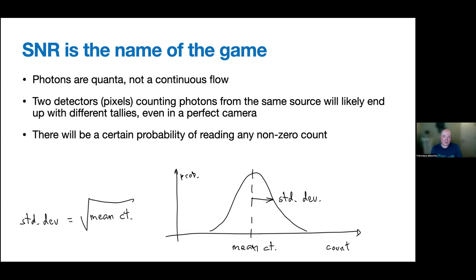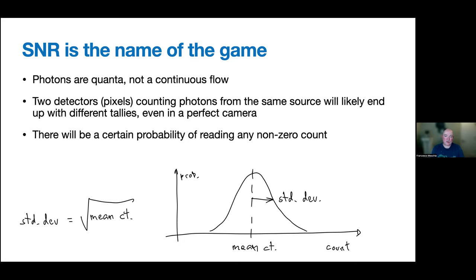Light is not a liquid. Photons are not coming as a continuous flow, but arrive one by one. They are quanta. And the result of this is that their arrival is described by a statistical property that has the statistical properties of a Poisson distribution. It was studied by Poisson. Rare events behave in a certain way.